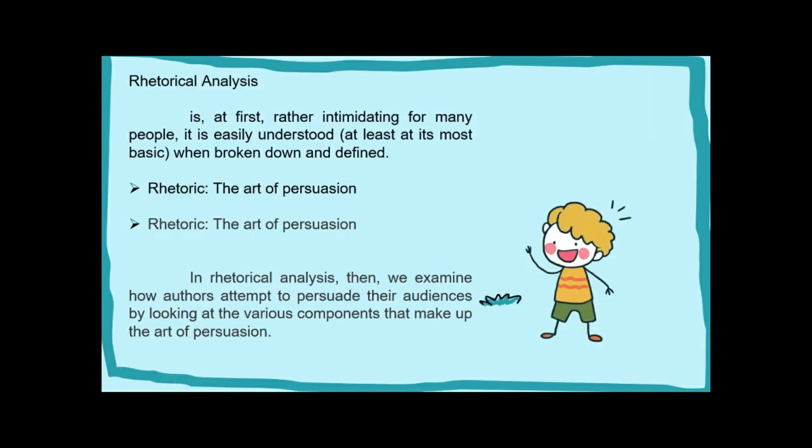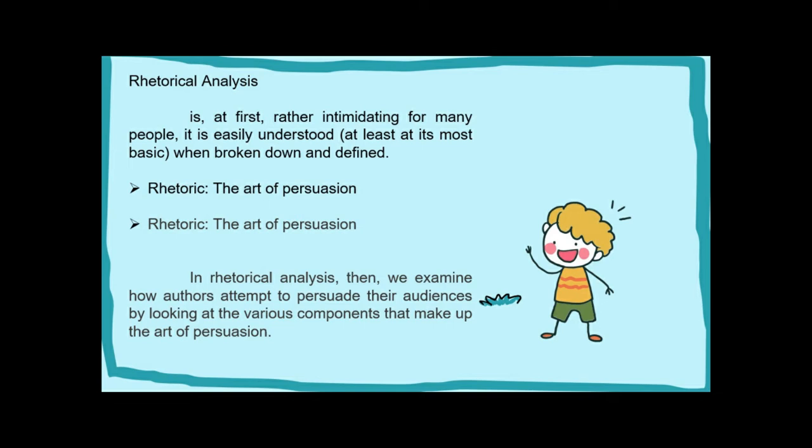Rhetorical analysis. Well, the term rhetorical analysis is at first rather intimidating for many people. It is easily understood, at least at its most basic, when broken down and defined. The meaning of rhetoric: the art of persuasion. So, what is persuasion? Persuasion is trying to convince someone of your purpose. What is the author's purpose? What are you trying to point out so that the reader that is reading the article or phrase is being convinced? That is the meaning of rhetoric.